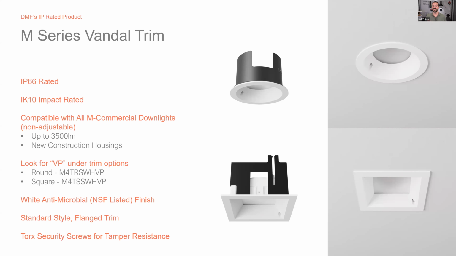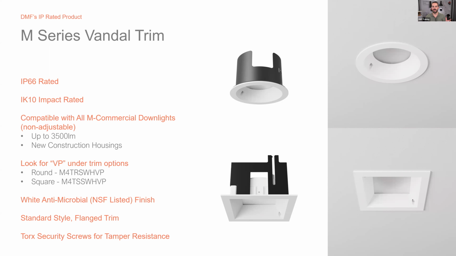So for one, this is an IP66 rated trim, so really a little bit higher level of protection against water, and also an IK10 rated lens. So the lens on the inside here is the highest level of impact rating as well. It's a 2-piece system. So we have this collar that goes into a new construction housing. That's going to give you a set of screw holes in the back here, which the trim itself can screw into. Those screws in the front here are Torx security screws, so it gives you a more tamper-resistant, vandal-resistant design, and is also anti-ligature as well.